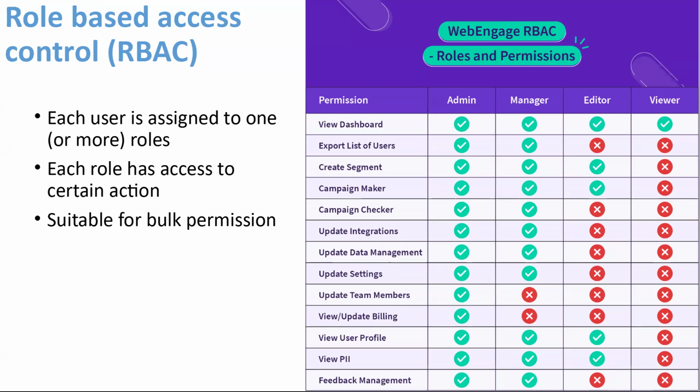On the left, the first column, you can see the permission, or let's say the feature or the permission. And who can do it? For example, viewing dashboard, admin can do, manager can do, editor can do, viewer can do. Exporting list of users, admin can do, manager can do, but editor cannot do, viewer cannot do. So we need this chart also very early in the stages of developing. So each role has access to certain actions.